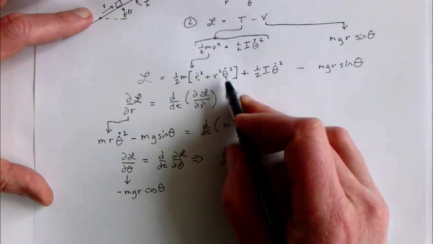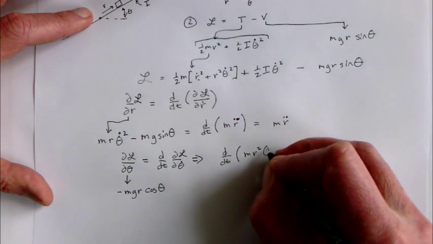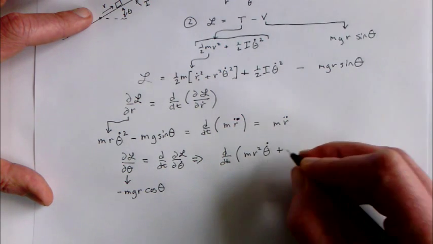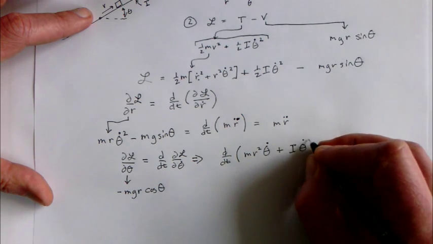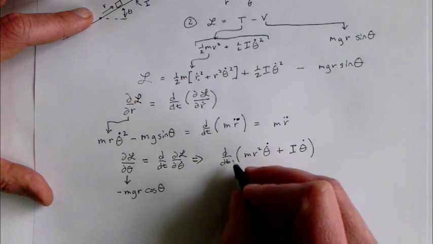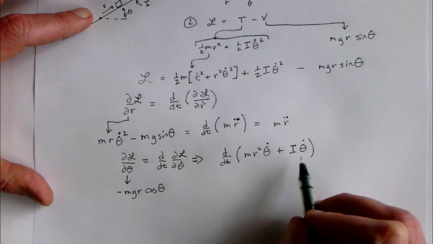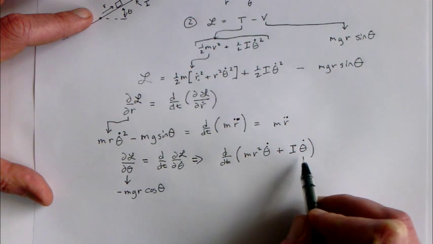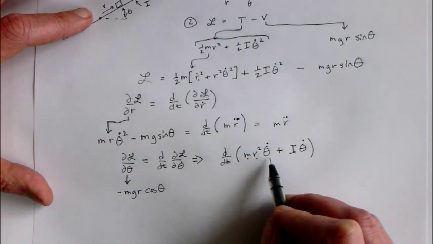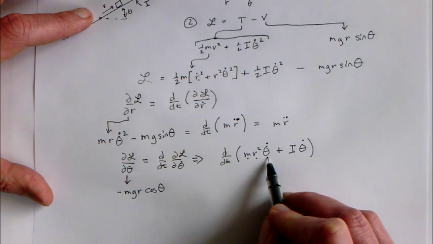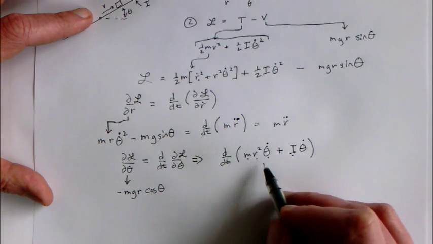Well, I actually have two things that depend on theta dot, so I get an m times r squared times theta dot plus an I times theta dot, right? But now, this is the thing I wanted to highlight here. When I take this time derivative, what depends on time in here? Well, mass doesn't depend on time, but r depends on time, theta dot depends on time, right? Moment of inertia does not depend on time. So I've actually got to use the product rule in here to do this.